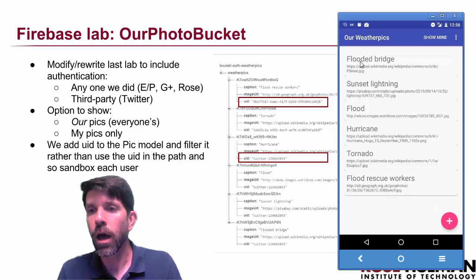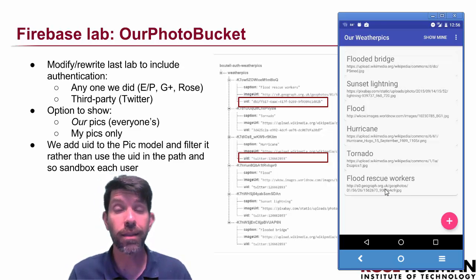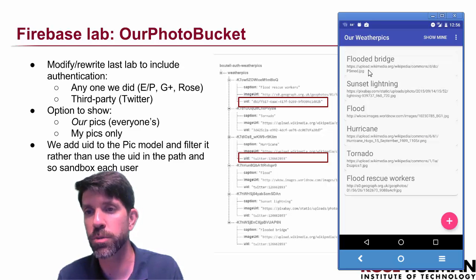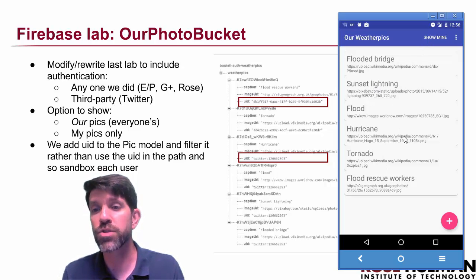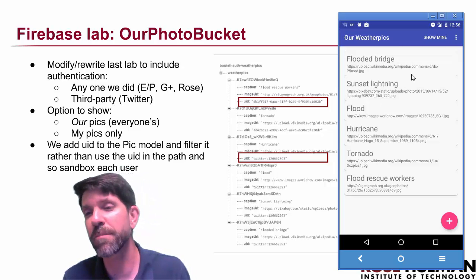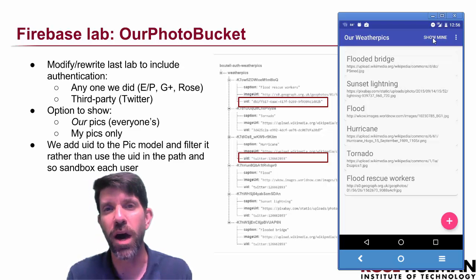name here, and we see that we get something that looks at this point an awful lot like we had with weather pics, right? So we have a whole bunch of pictures: bridge, lightning, flood, hurricane, tornado, rescue workers. All right, six different weather pics, or pictures of your choosing, I guess, since it's PhotoBucket. But you'll notice here that there's this new button, Show Mine, right?